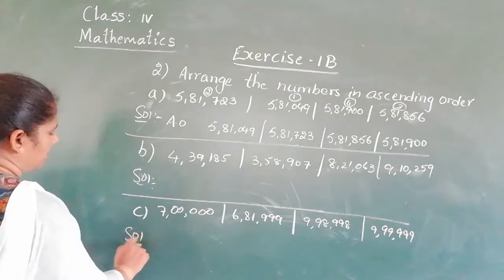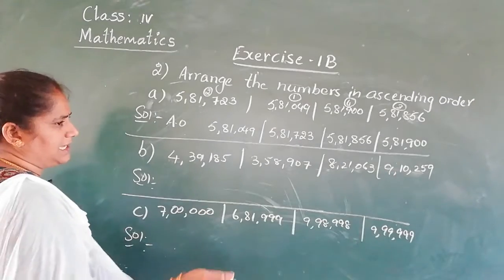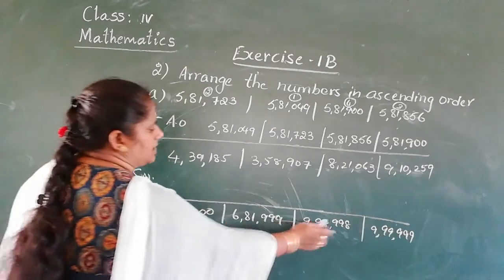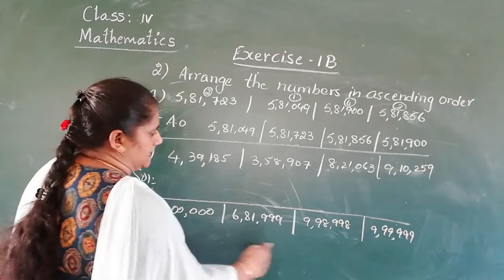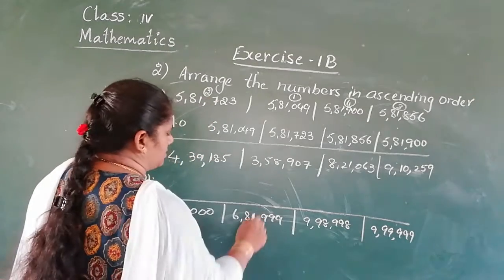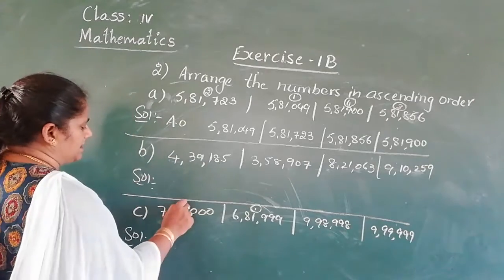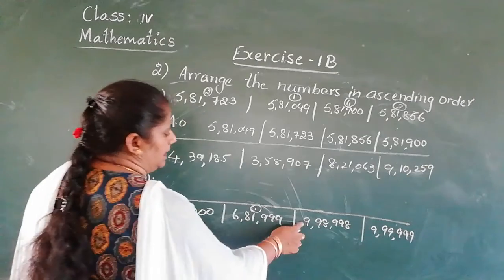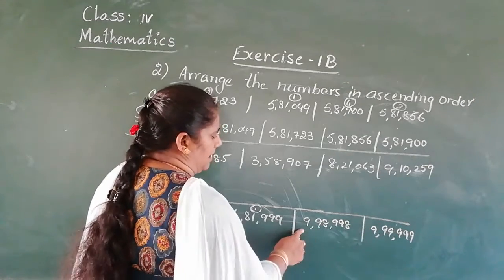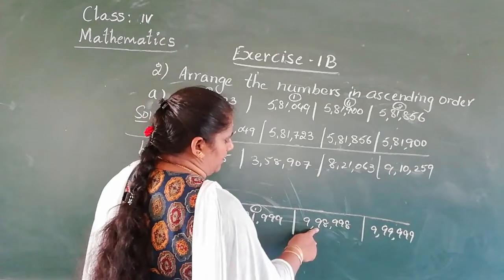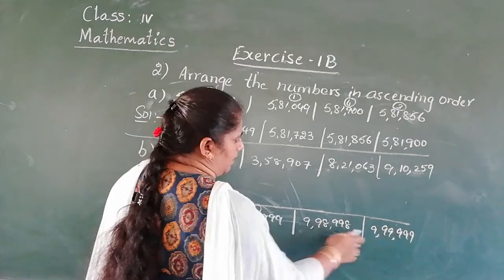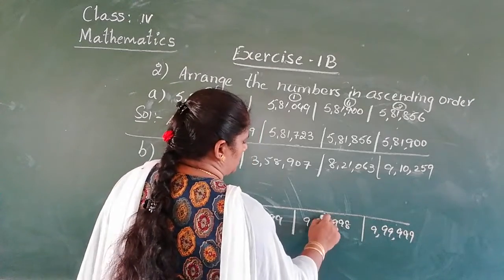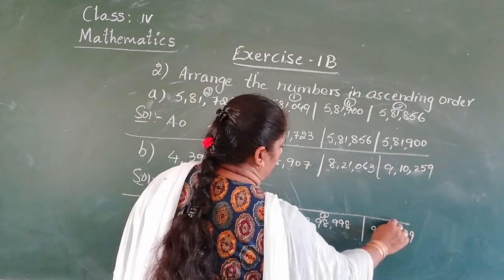Okay. Small to big. Which is the smallest one? See the lakh place. All are 6-digit numbers. Okay. Now see the lakh place. 7 lakh, 6 lakh, 9 lakh, 9 lakh. So this is the smallest one. Next 7 lakh. Next, these two numbers have the same lakh. Then you compare the 10,000s. 10,000 is also the same. Then you compare the thousands. 8,000, here 9,000. So this is the smallest one and this is the largest one.